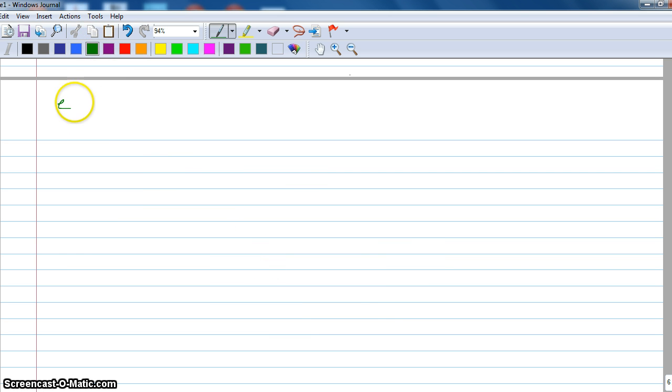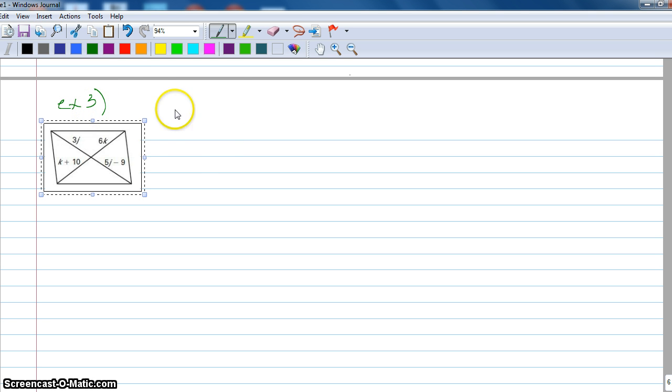Now let's go to example 3. Using this picture right here, we need to find what j is and what k is. Remember, these are diagonals, and diagonals are equal to each other. So 3j is on this diagonal, which means that these are equal. So 3j is equal to 5j minus 9.